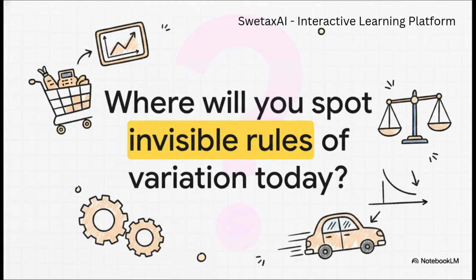Which brings us to the end of our journey. You now know exactly how to decipher the mathematical strings that tie quantities together. But I want to leave you with a final, slightly provocative thought. Now that you know the secret, where will you spot the invisible rules of variation in your world today? Are you going to notice direct variation at the grocery checkout? Or maybe spot inverse variation while adjusting your driving speed? Keep those pattern-hunting eyes wide open.